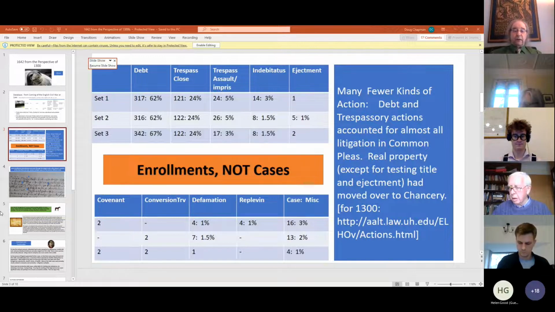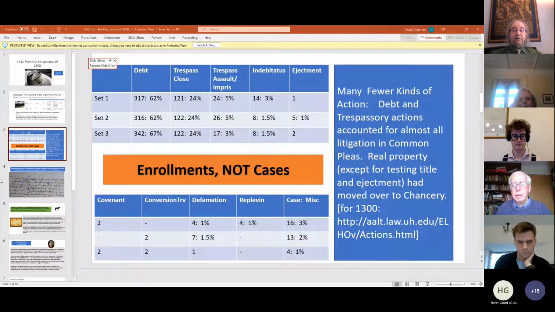By the time you get to 1642, almost everything is some form of debt or some form of trespass. And you can see, the set 1, set 2, set 3, each of those is 511 enrollments. And debt is about 2/3 of the cases. And trespass for breach of close is remarkably uniform in the 511 enrollment sets, at 24%. And so even right there, you're up over 80%.